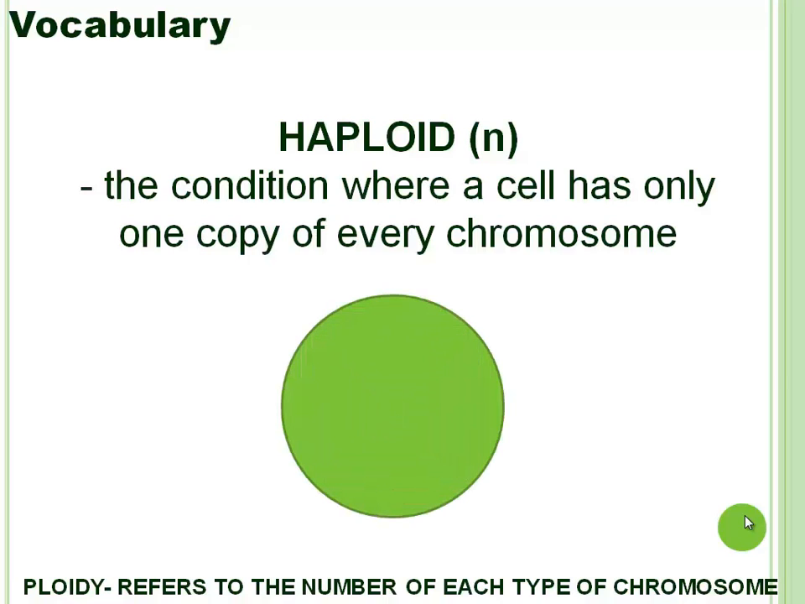So this green circle here represents a cell and the nucleus where you can find the chromosomes. Now since the cell is a haploid cell, there must only be one copy of every chromosome in it. So I'll put here a long chromosome and a short chromosome. Each of these is a different type of chromosome, but each has only one copy. Therefore, this is a haploid cell. We usually refer to this as N, or we have N number of chromosomes, or one copy of each chromosome.